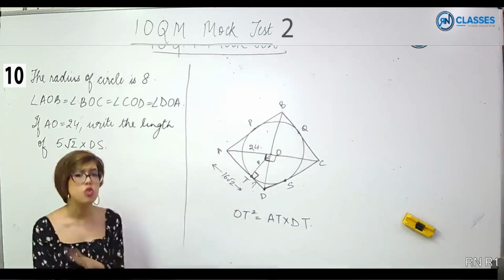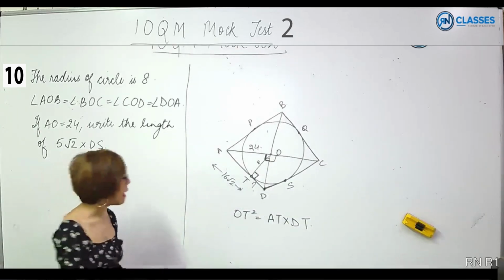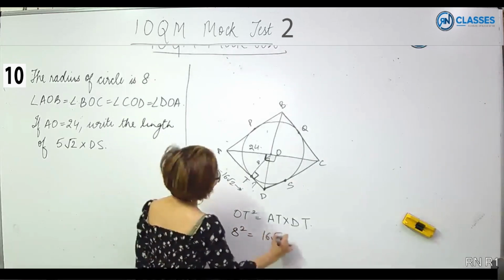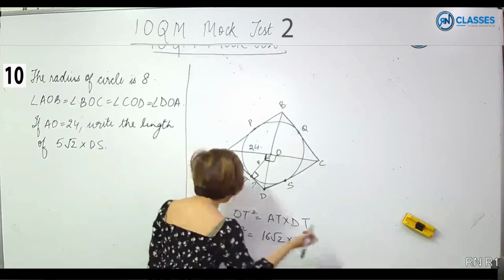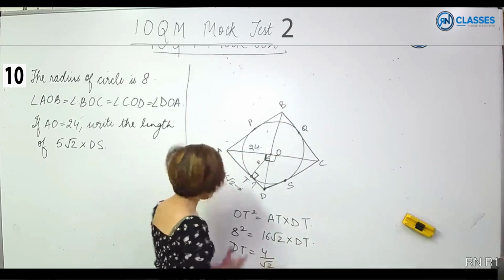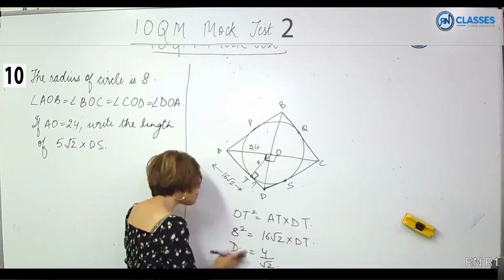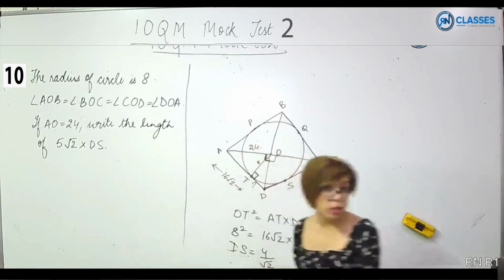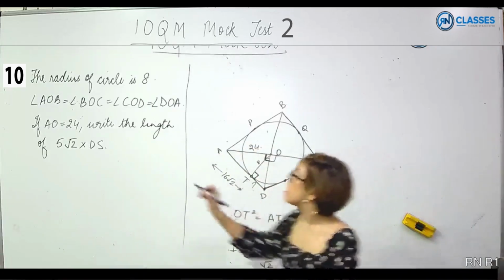We have done this question so many times in class 9. So OT square, which is obviously nothing but 8 square, is equal to 16 root 2 into DT. You can find out the value of DT, which turns out to be 4 by root 2. That means DT is this, so that means DS is this. Now, he says you need to find out 5 root 2 into DS. Just substitute it and your answer will be 20.